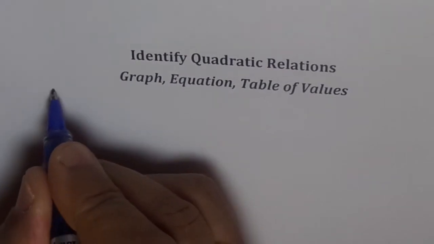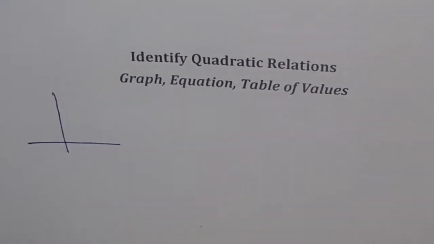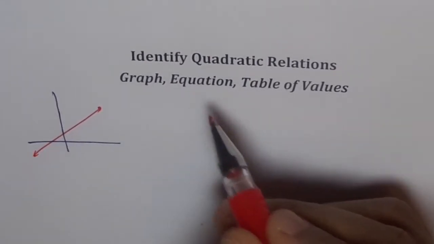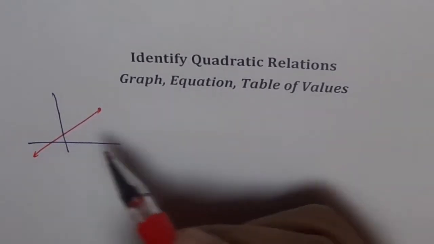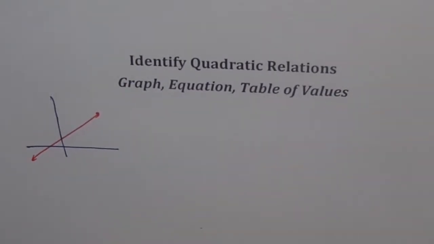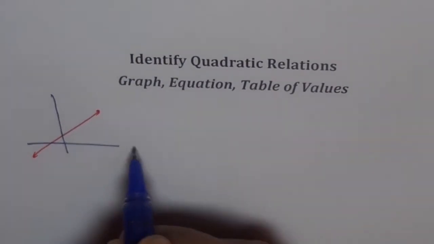From graph. Now, how do you identify from a graph whether a relation is a quadratic function or not? Or is it a quadratic relation or not, right? So, graph, we could plot like this. If it is a straight line, it is definitely not a quadratic function. It seems to be a line. It's a linear function, correct? So, from a graph, we can make out it's not a quadratic function.